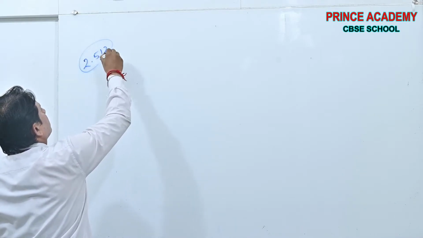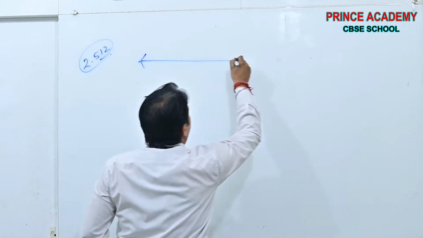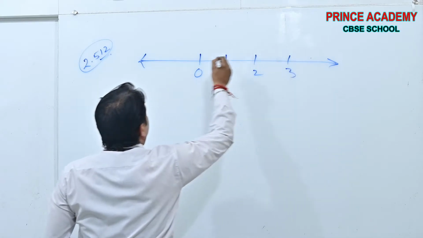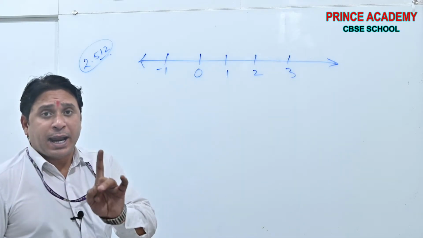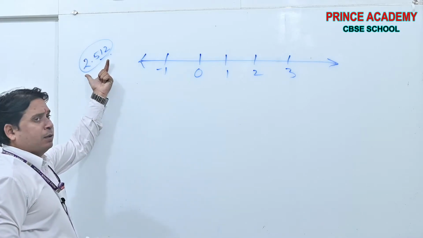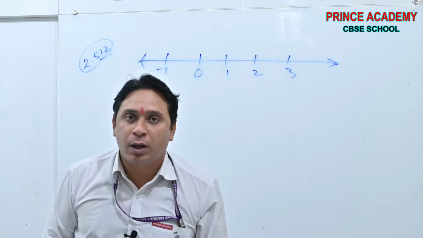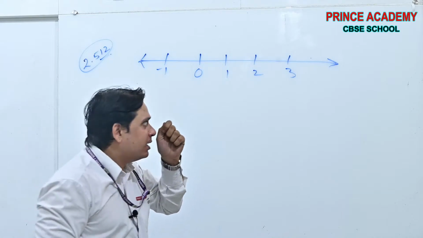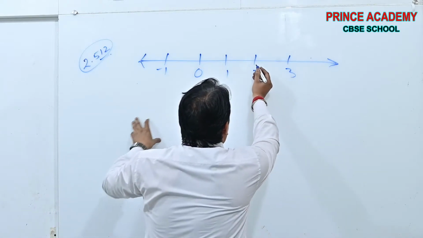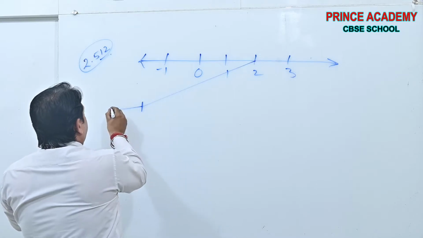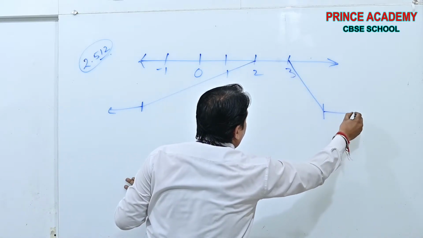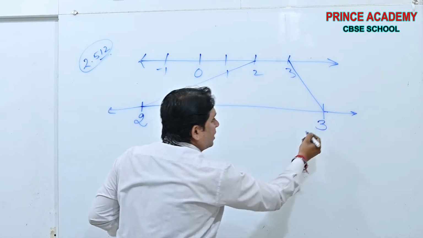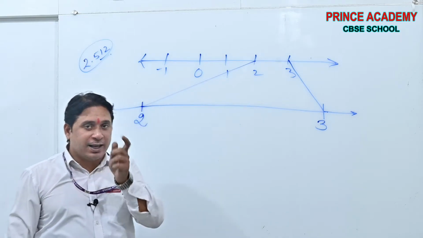See, 2.512, I wrote it now. Initially I am making a number line: 0, 1, 2, 3, and so on. Now where is this number between 2 and 3? Between 2 and 3, take the lens and come this side. Definitely you will see 2 and 3 like this. 2 is here, 3 is here. Suppose I am having a lens, take a lens in your hand.